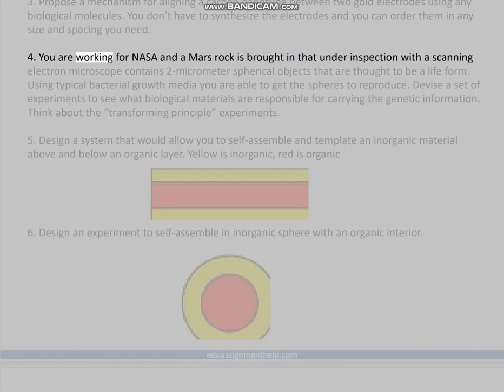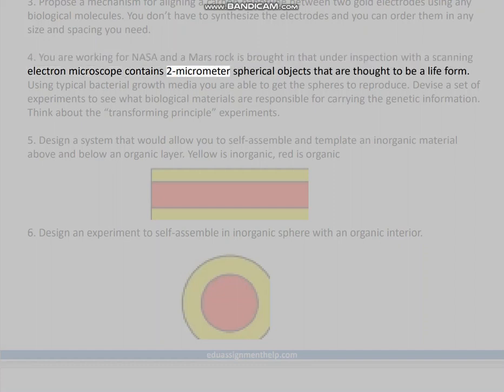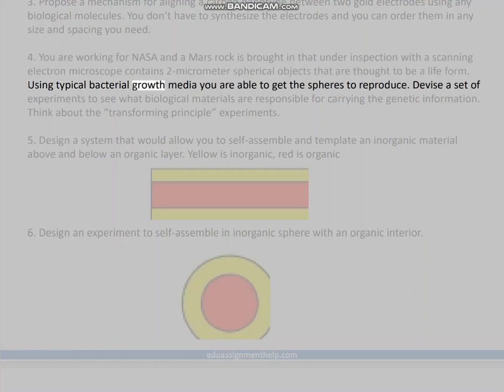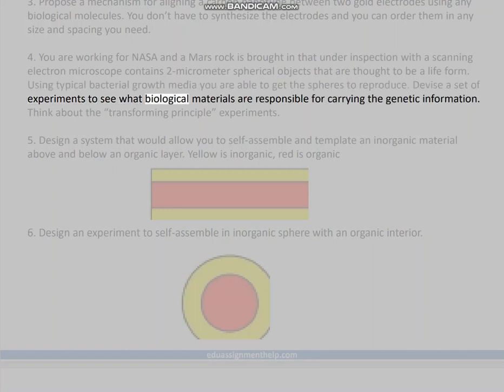4. You are working for NASA and a Mars rock is brought in that under inspection with a scanning electron microscope contains 2-micrometer spherical objects that are thought to be a life form. Using typical bacterial growth media you are able to get the spheres to reproduce. Devise a set of experiments to see what biological materials are responsible for carrying the genetic information. Think about the transforming principle experiments.